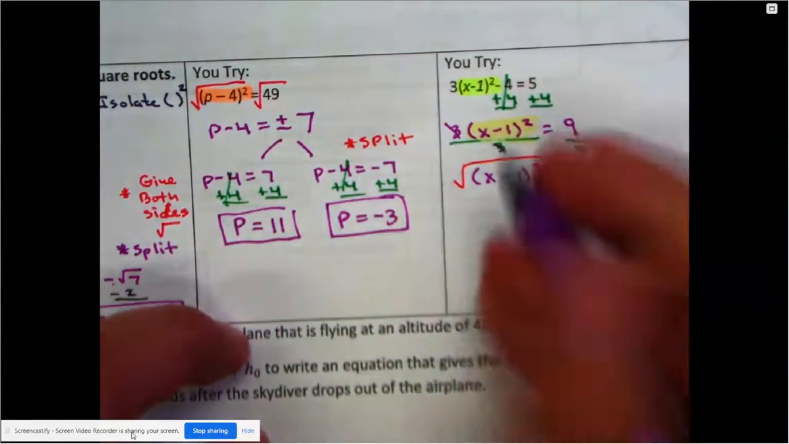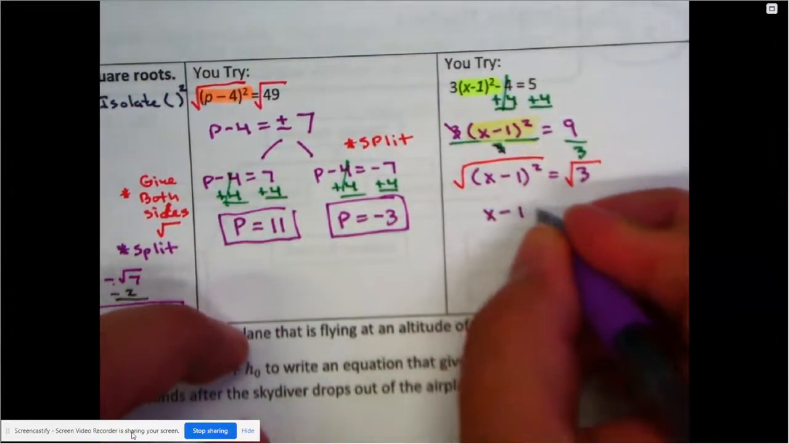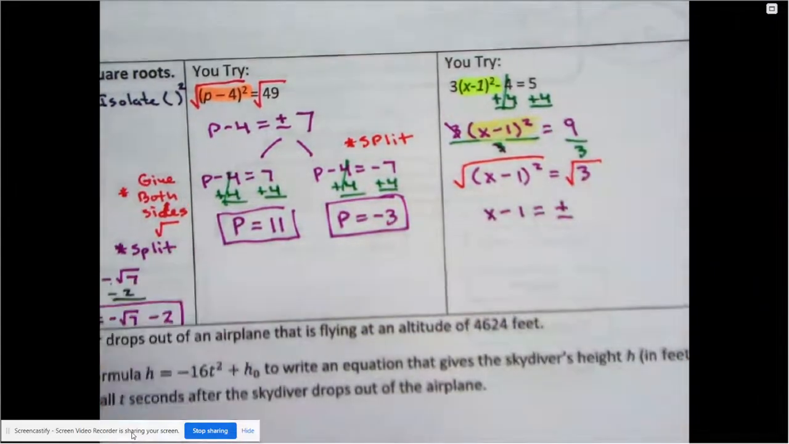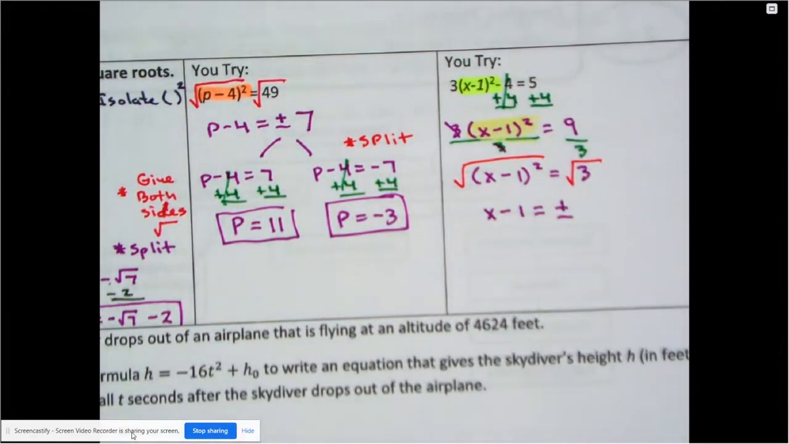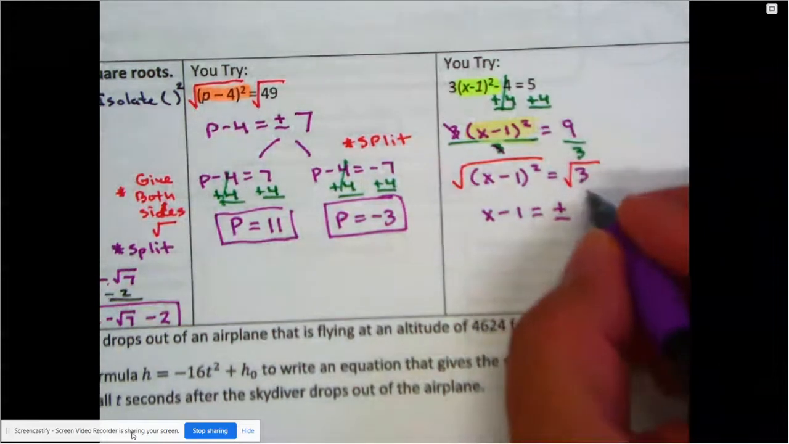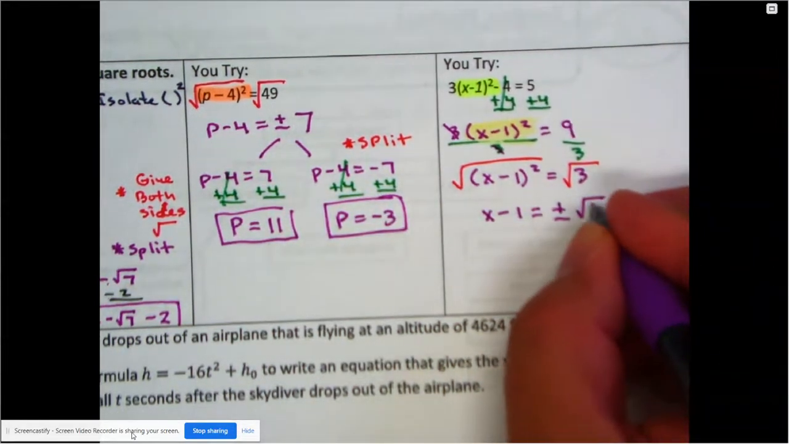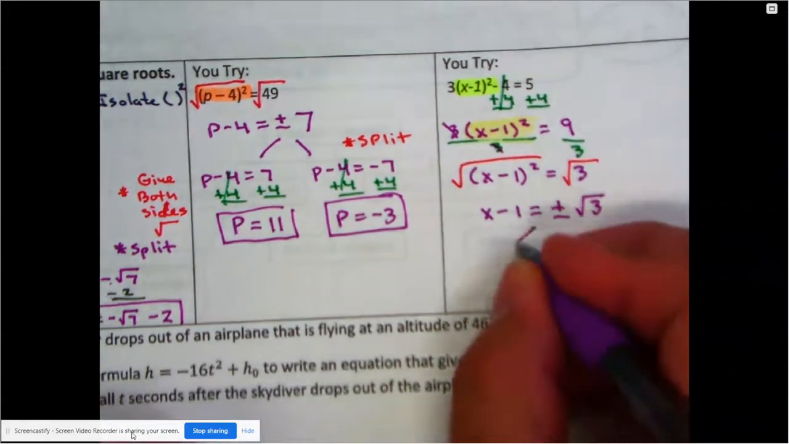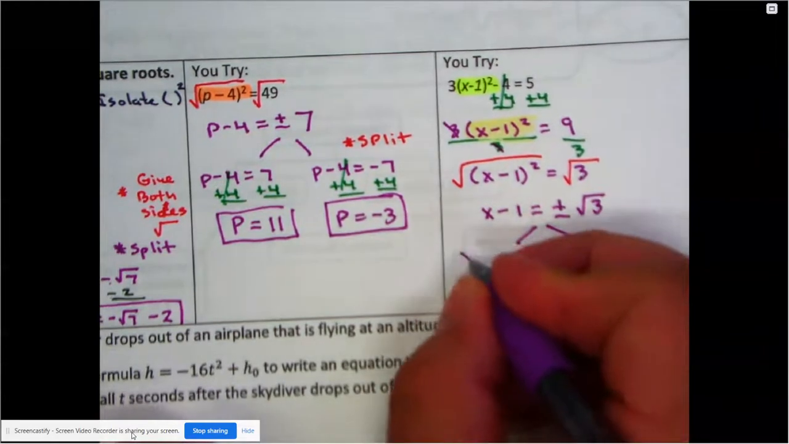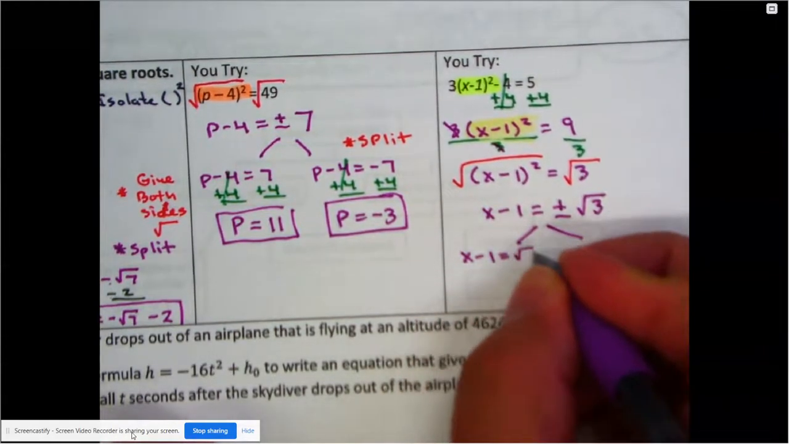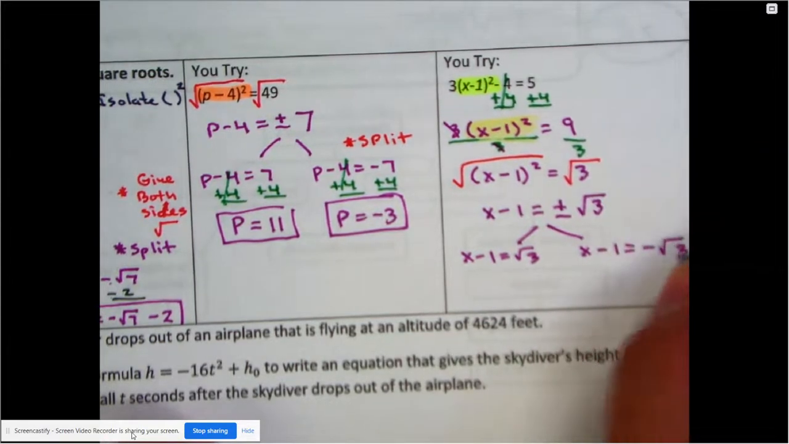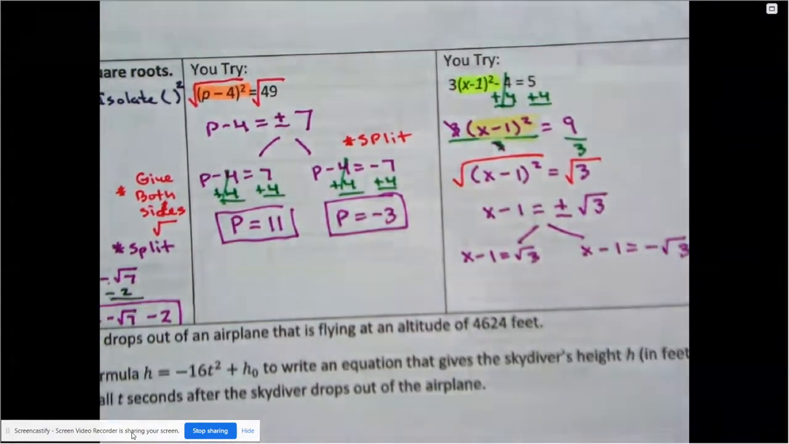Don't forget, on the left, we have x minus 1. But on the right side, the first thing, you got to bring in that plus or minus. And here we have a situation where I cannot take a square root of 3. So then I leave it in there because I couldn't even simplify it either. This is where the split comes in. Always split at this point. x minus 1 is equal to the square root of 3, and x minus 1 is equal to negative radical 3. And just like that, we're ready to go.